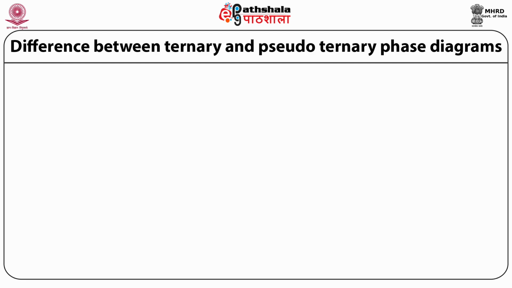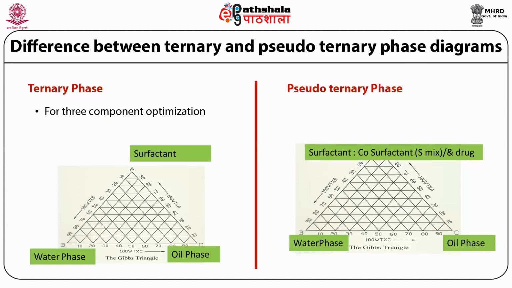There are two types of phase diagrams. One is the ternary phase diagram and the other is the pseudo-ternary phase diagram. The main difference between them is the way you take the components. Taking three components at the corners of a Gibbs triangle is called a ternary phase diagram, whereas when you take four or more components for optimization purposes, that diagram is called a pseudo-ternary phase diagram.